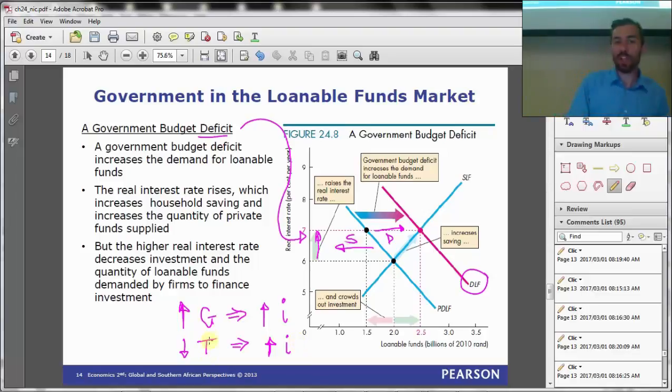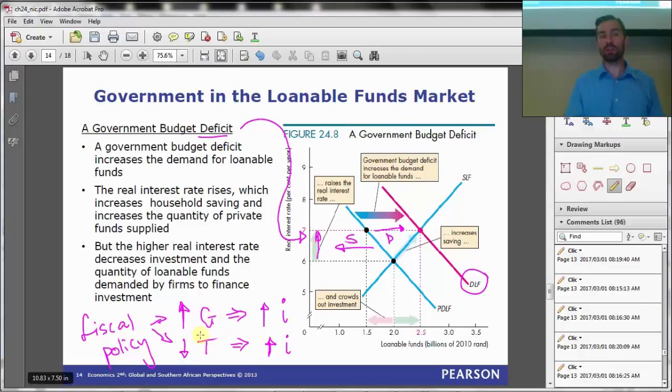Okay, when we change government spending or we change taxes, this is called fiscal policy. Okay? How the government chooses to raise revenue, how it chooses to spend the revenue that it raises, those are fiscal policy decisions.